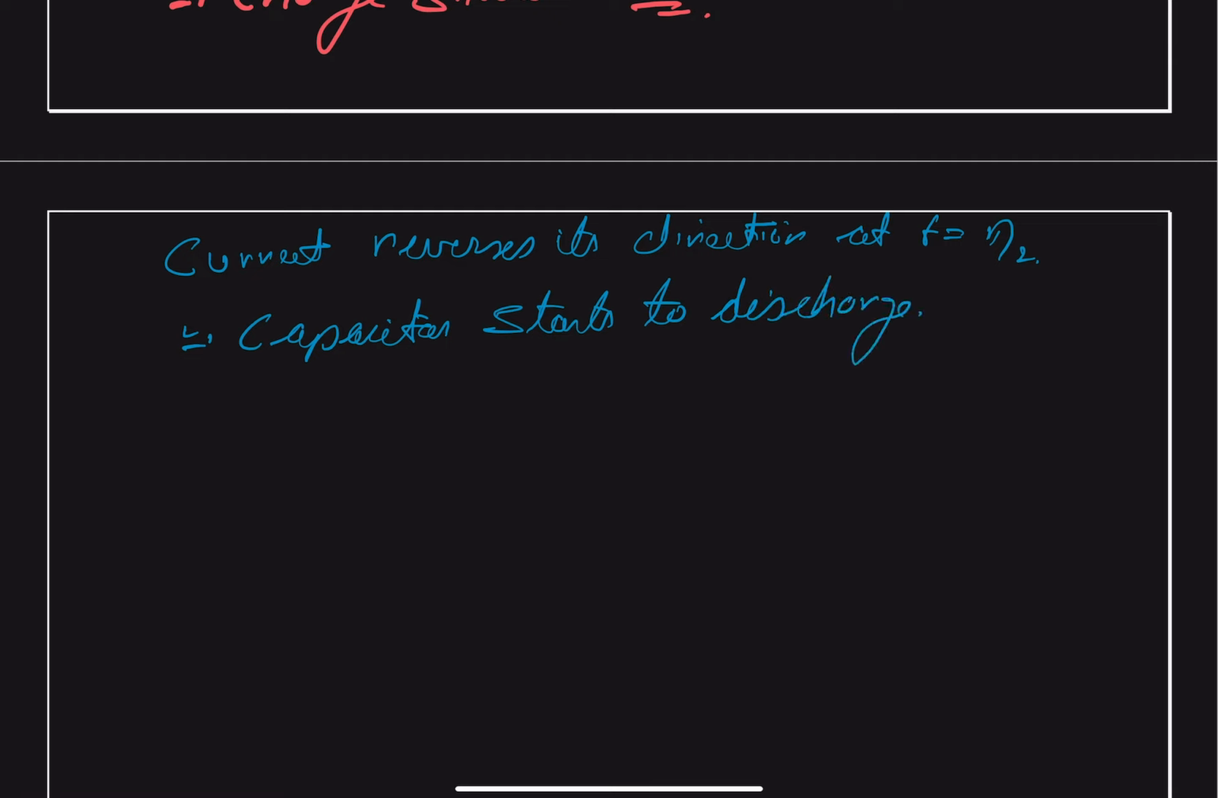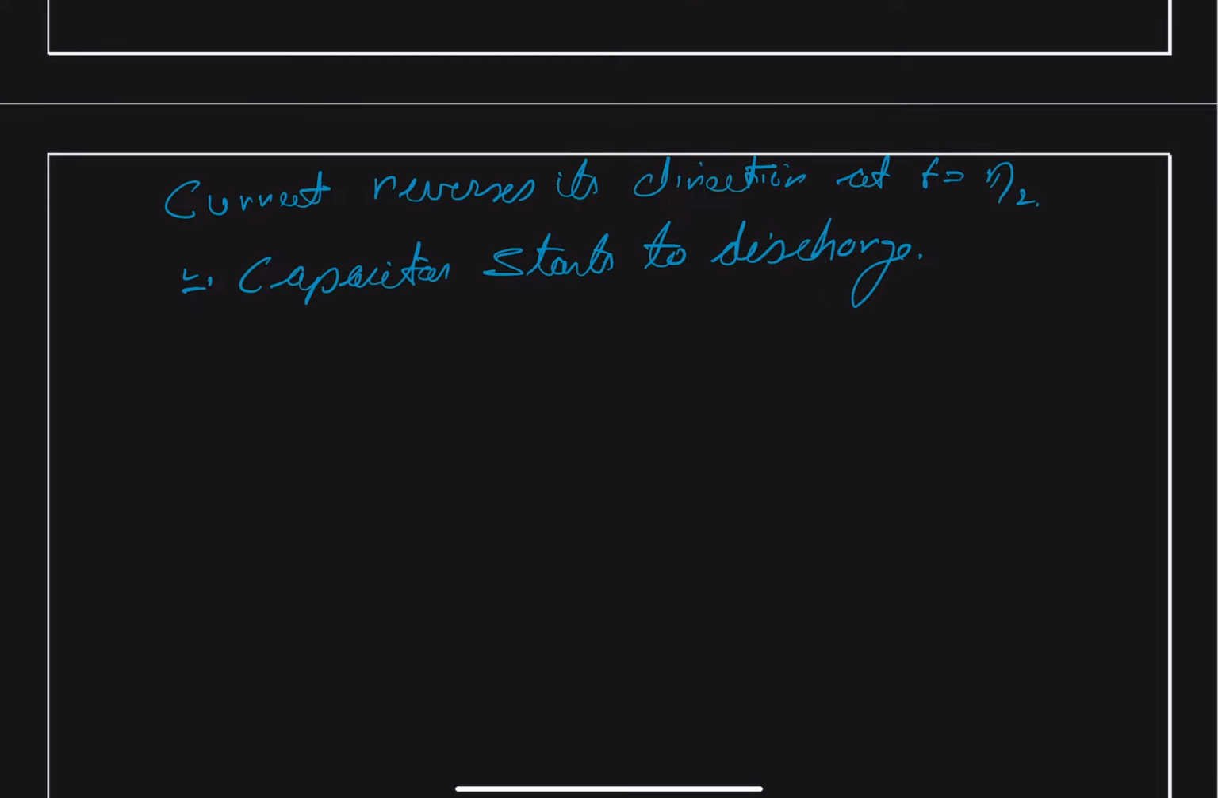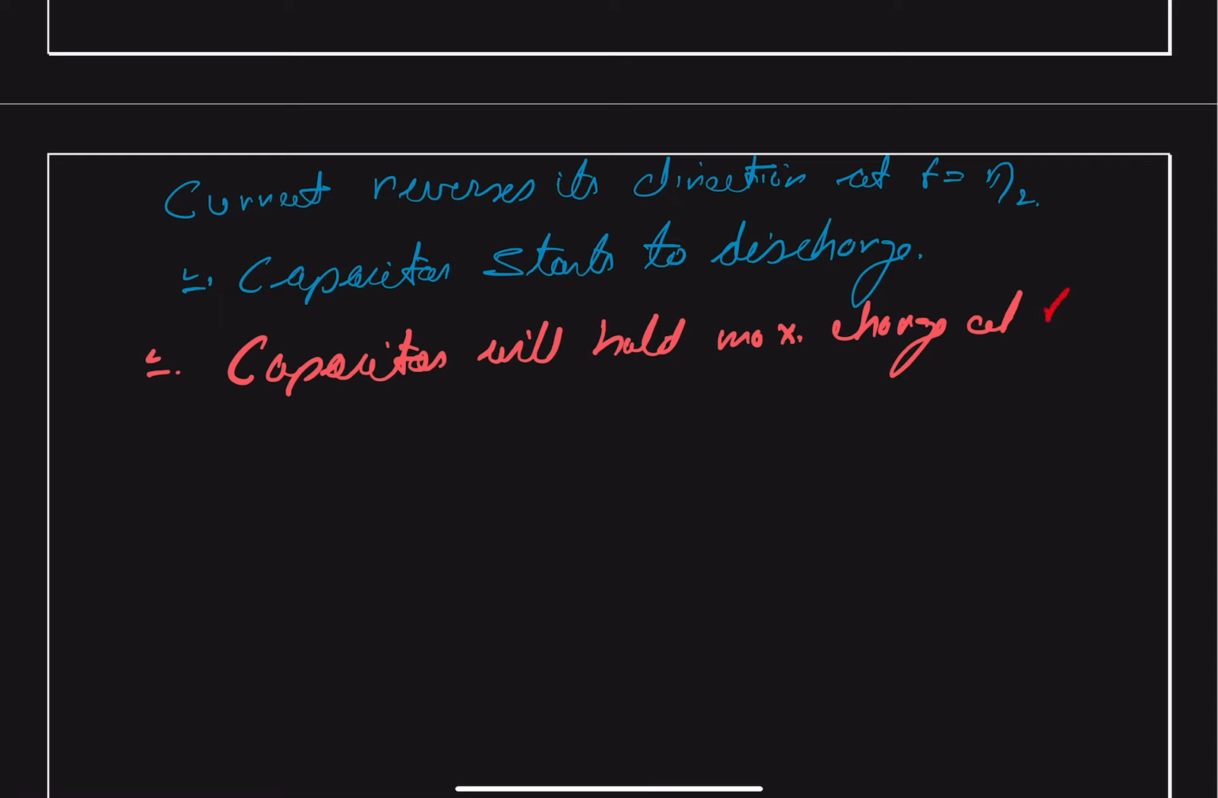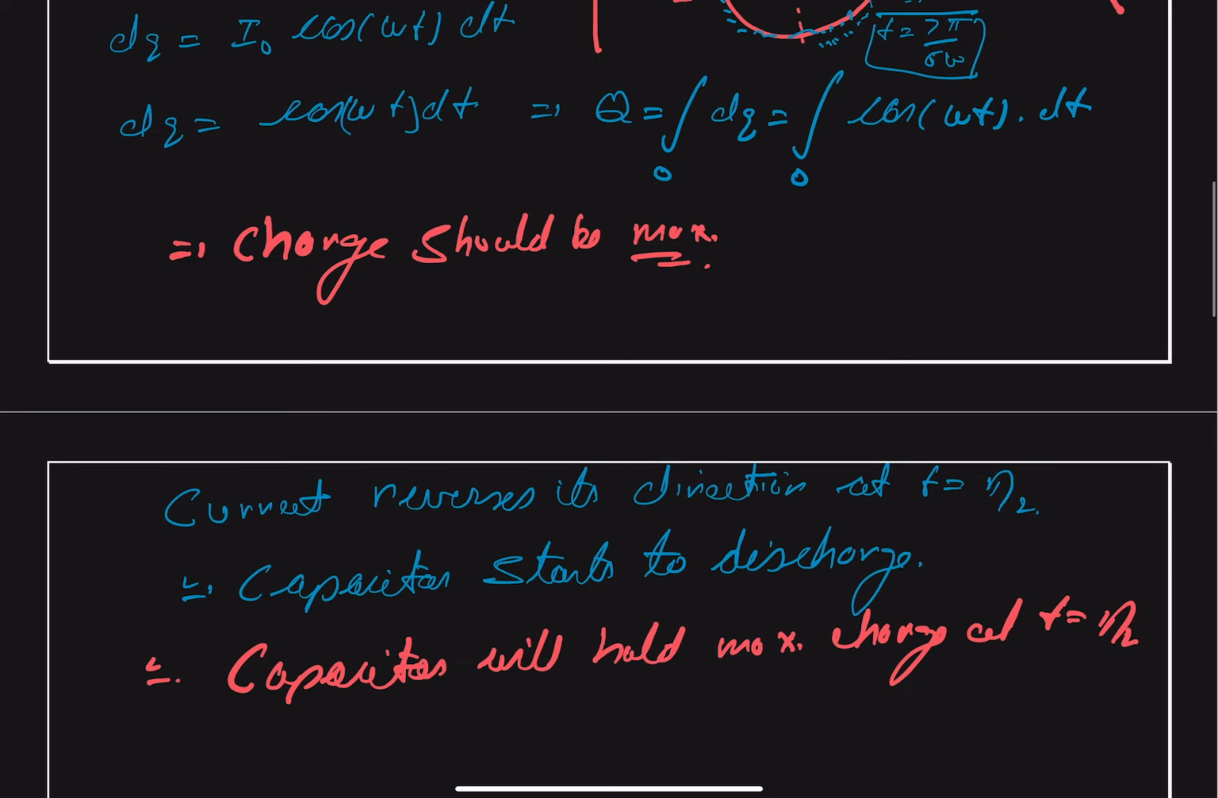So it means that the capacitor starts to discharge. So it means the capacitor will hold maximum charge at t is equal to pi by 2. So we can say the upper limit of this integral will be our pi by 2.